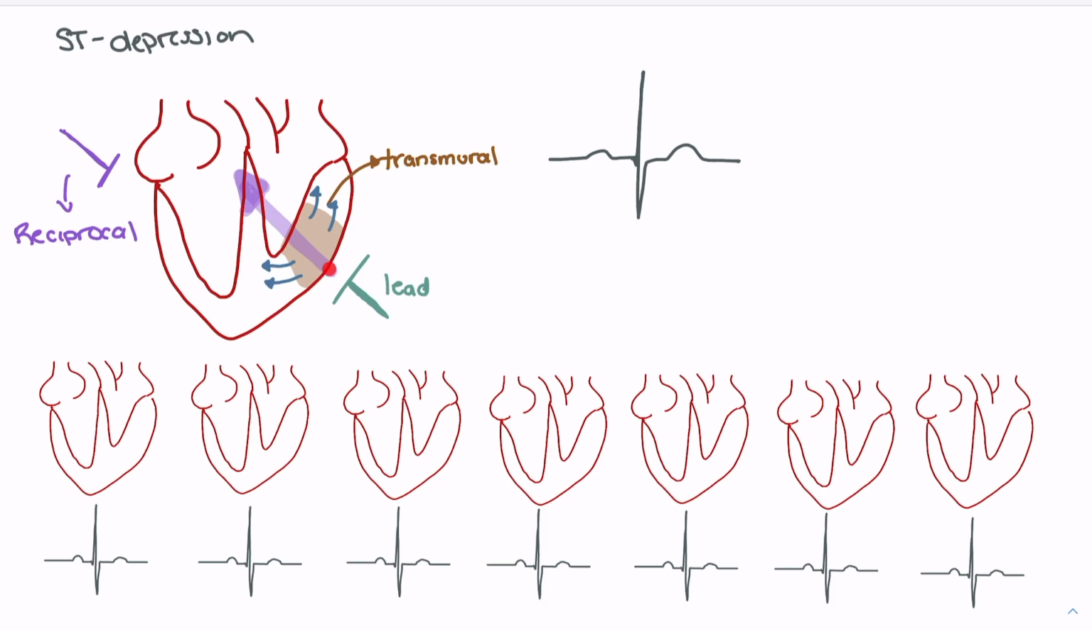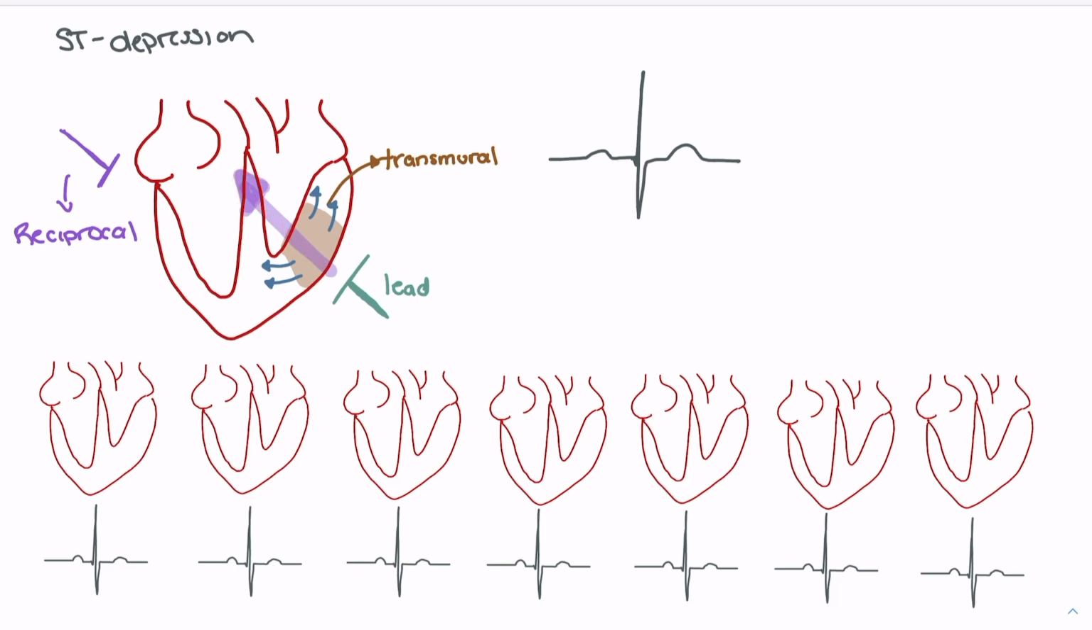If our electrical vector is pointing towards this lead, or flowing towards our reciprocal lead, then we should likely see an increase in our baseline. And that's exactly what we see. So when we have a transmural infarct and our injury potential is creating the net vector of electrical movement away from the lead that is seeing the ST elevation, we see it moving away.